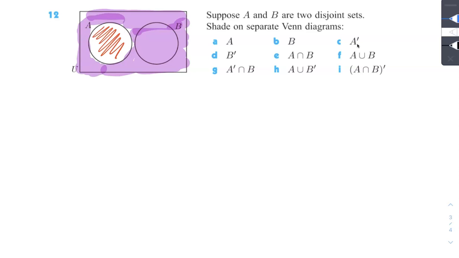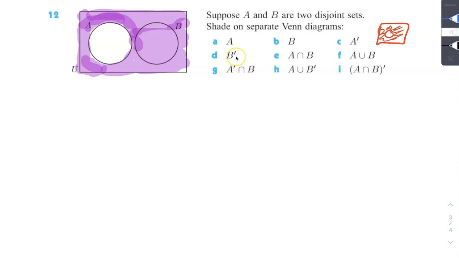Not a very good shader here. Anyway, like that, right? It's everything except for A here. Actually, I should erase the thing I did there. Right, so that is not A. You have A, and you shade everything else.